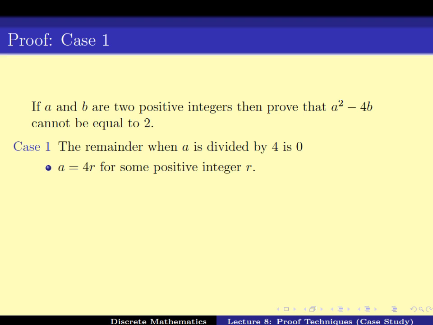Or in other words, A is equal to 4R for some positive integer R. Now let's see, in that case, can you prove that A square is not congruent to 2 mod 4? Let's see. A square is equal to 16R square, just by squaring it. And therefore, if I take any 4B, A square minus 4B is 16R square minus 4B, which is 4 times 4R square minus B.